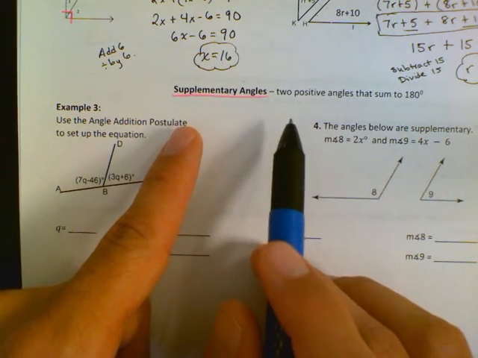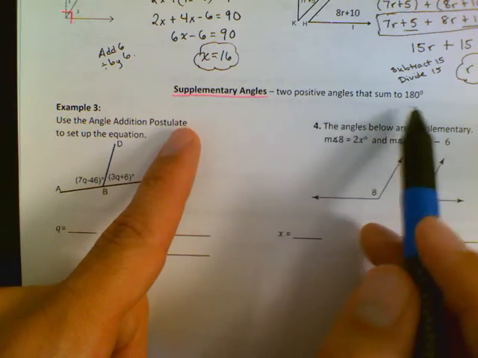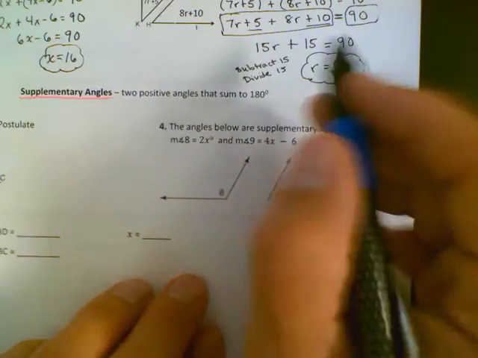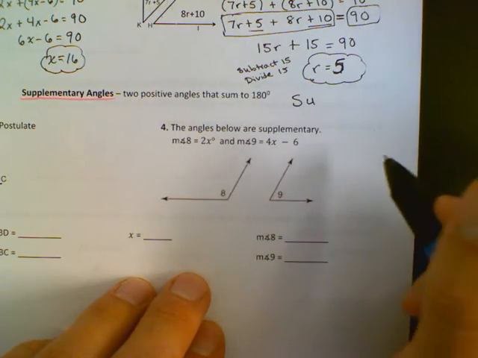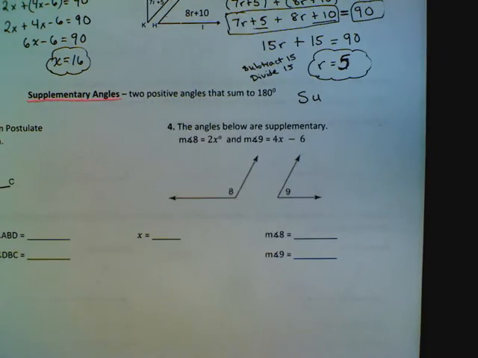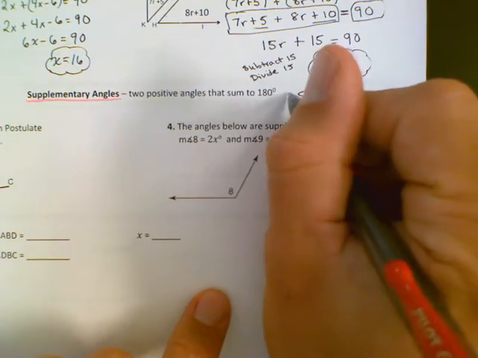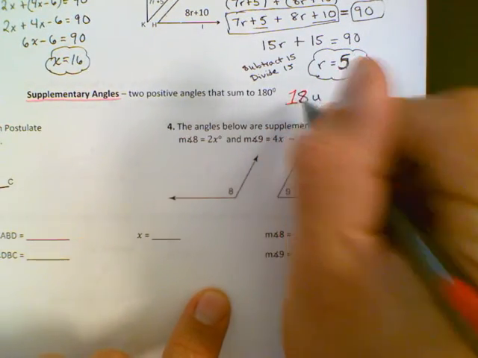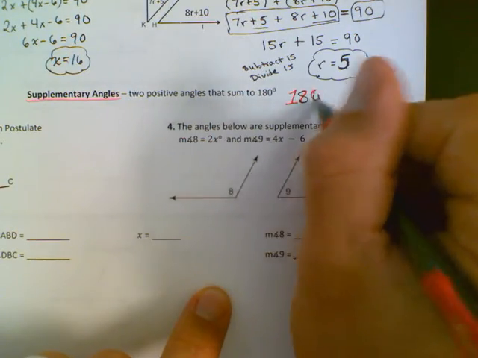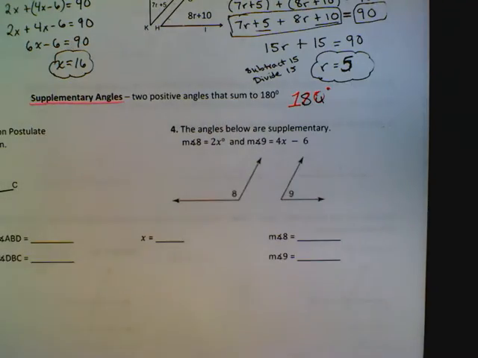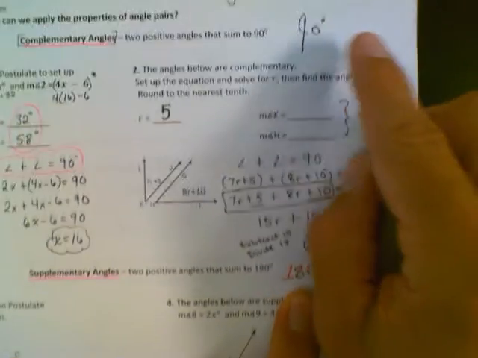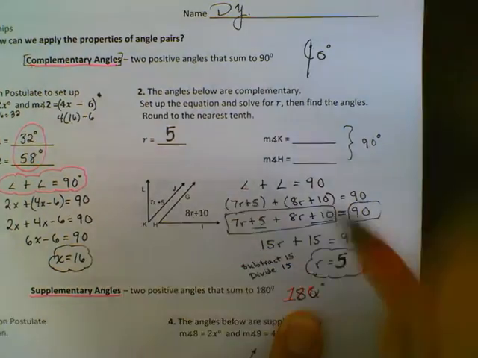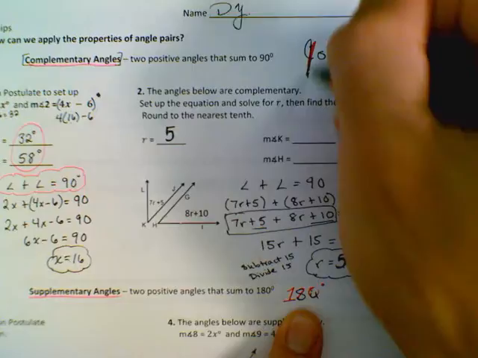All right, so supplementary angles: two positive angles that add up to, or that sum to 180. The way I remember the word supplementary is I write the letters S-U, and I put a number 1 in front of them and make it S, and it kind of looks like 180, right? So supplementary angles add up to 180. Complementary again, folks, adds up to 90.